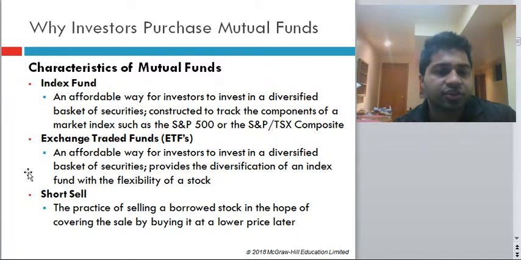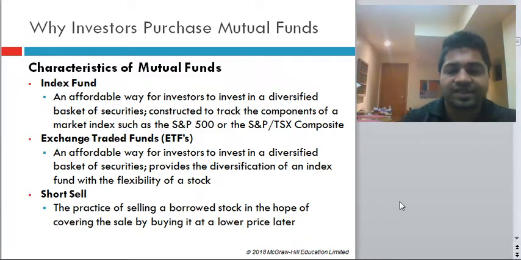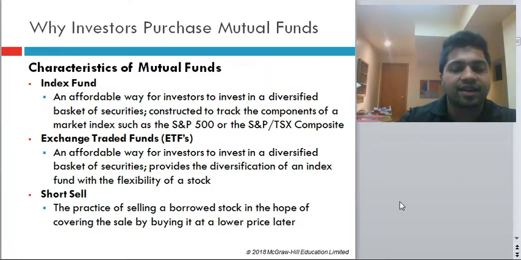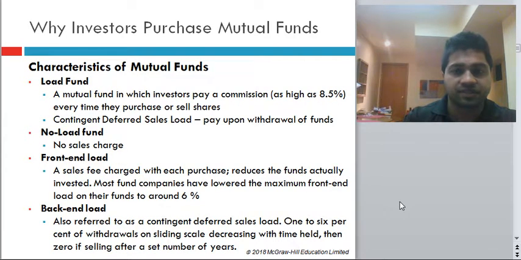Short selling: you can short sell exchange traded funds. It is the practice of selling a borrowed stock in the hope of covering the sale by buying it back. We have discussed it in stock investments. Margin sell or short sell is when you borrow a stock and sell it, and then buy it back and return the stock. You can do that even with exchange traded funds.